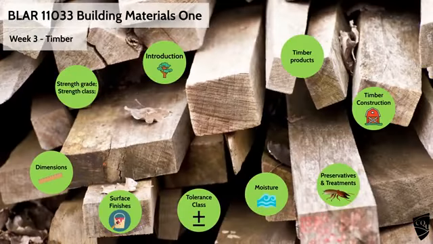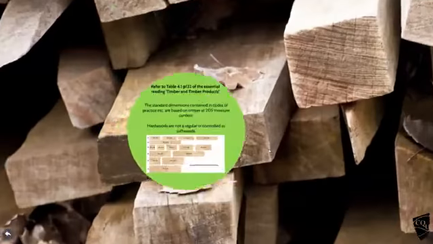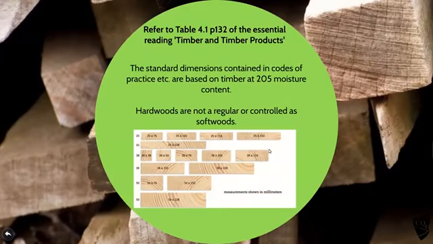So that's your strength and strength classes. Refer to the essential readings for the tables. Dimensions are fairly straightforward. Obviously you can cut a piece of timber to any size and shape you want, but generally, and you go to your essential readings table 4.1, standard constructional dimensions in the codes of practice are based on timber at 20% moisture content, not 205. If we have a look at the keyboard, the number 5 button is also the percent button. I obviously didn't manage to hold down the shift button enough.